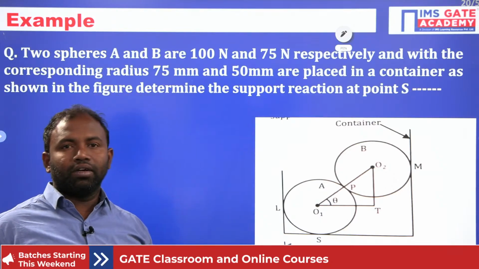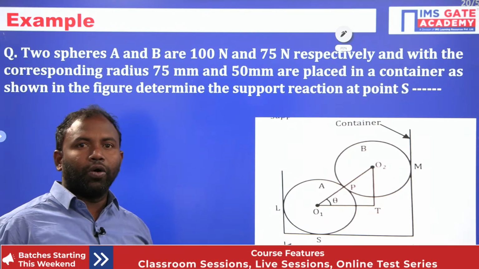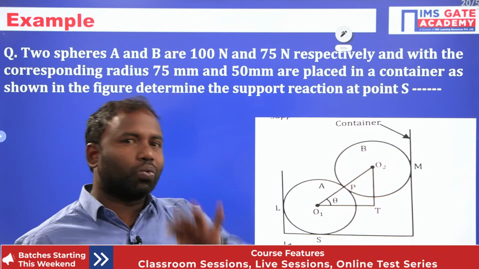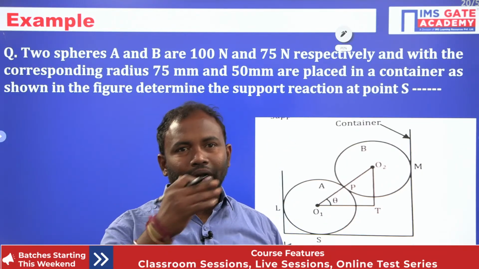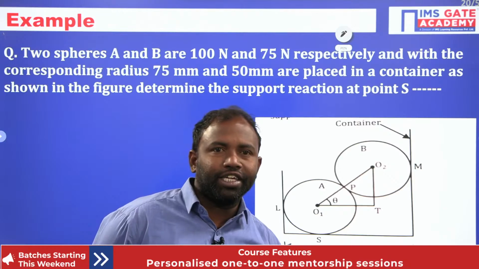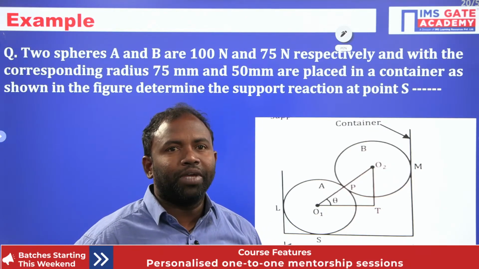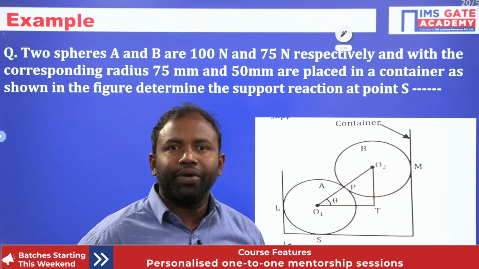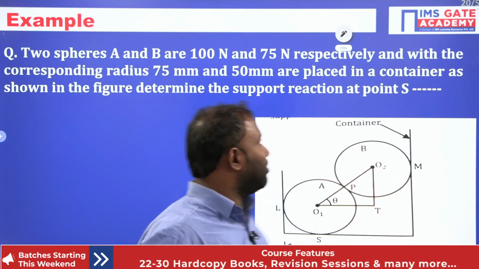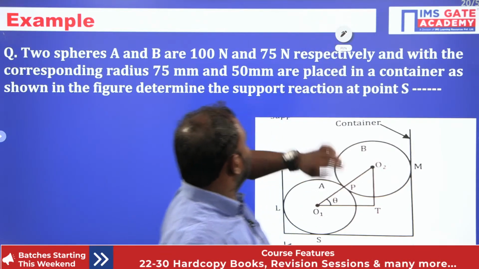Now let me solve it myself, guys. I hope this is all clear, it's only a one-step problem. Properly understand, then it will be a very easy question. Two spheres A and B weigh 100 newtons and 75 newtons respectively. Okay, so two spheres are there.